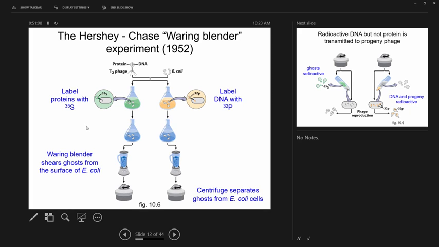And then they put them into the Waring blender that is the namesake of the experiment, and blended them at a high enough speed that you got a shearing effect. So this shearing effect was able to knock all the protein ghosts off the outside of the cells, but not enough to homogenize the cells and break the E. coli cells open.